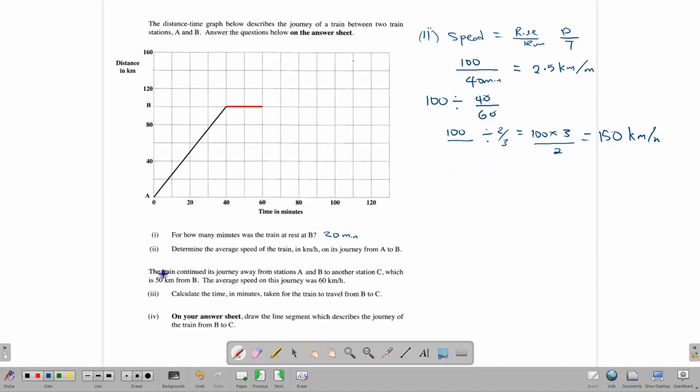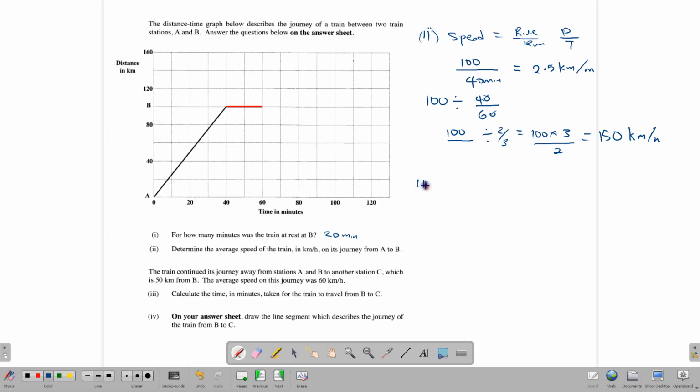Next part of the question. The train continued its journey away from station A and B to another station C, which is 50 kilometers away. The average speed for that journey is 60 kilometers per hour. Calculate the time in minutes taken for the train to travel from B to C. So there's another station somewhere away, 50 kilometers away, and we're asked to find the time that it takes to travel from B to C.